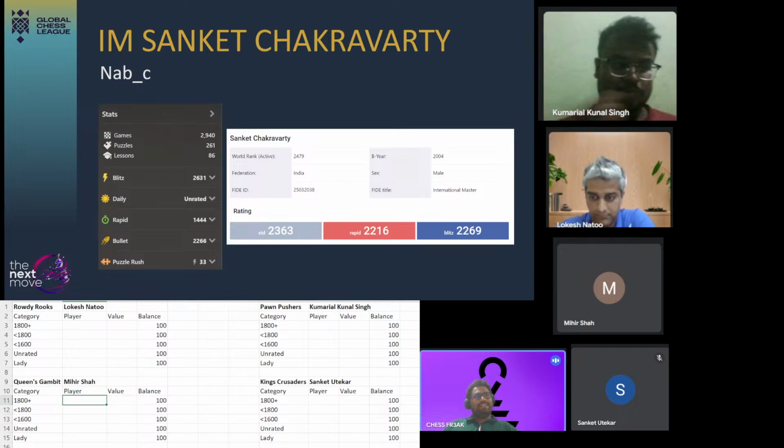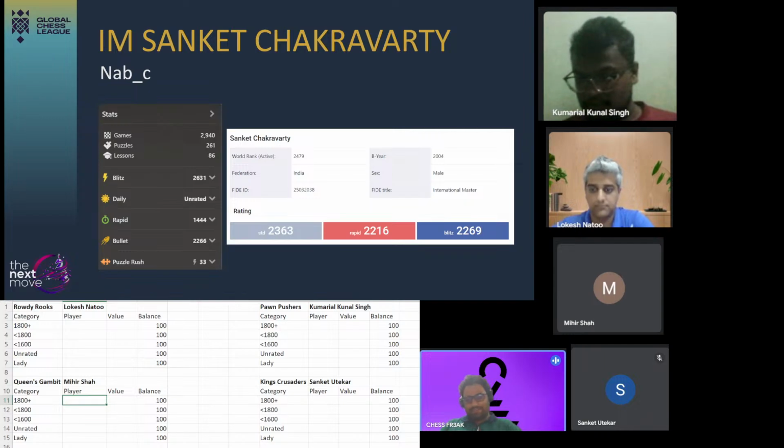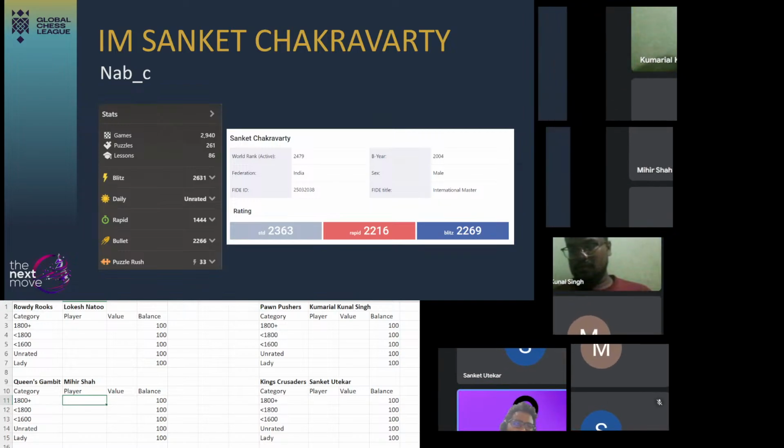If any of the owners are interested, please raise your hand now. Otherwise, let me just sell it off. Sanket Chakravarti going once at 54 points to Queen's Gambit. Going twice, 56. 56. And Lokesh Natu is going to be back in a while. 56 points. Mihir, are you interested? I mean, Lokesh, 60. 60 points, Sanket Chakravarti, Queen's Gambit.